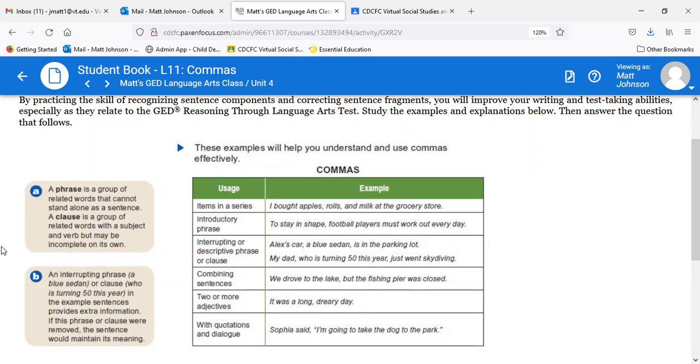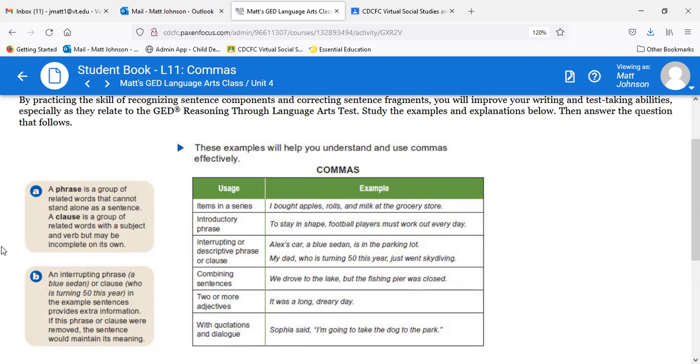We put that conjunction in the center there, but, to add contrast, right? We know that. So we drove to the lake, comma, but the fishing pier was closed. Building more complex and compound sentences, and it helps with the flow. And again, this leads really well into the next lesson.